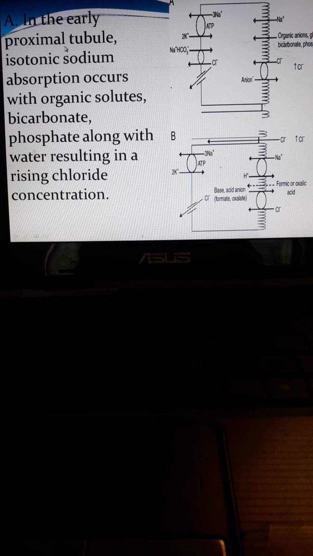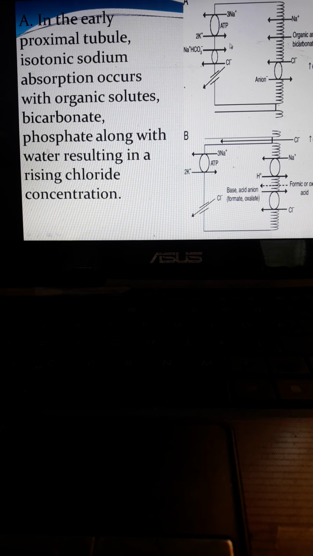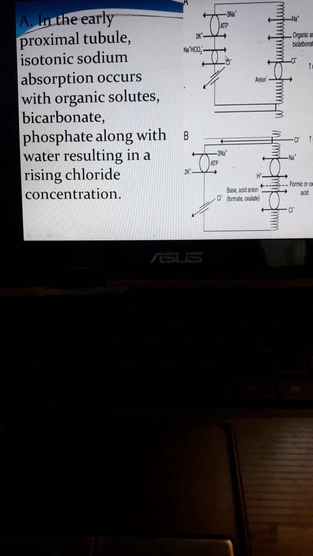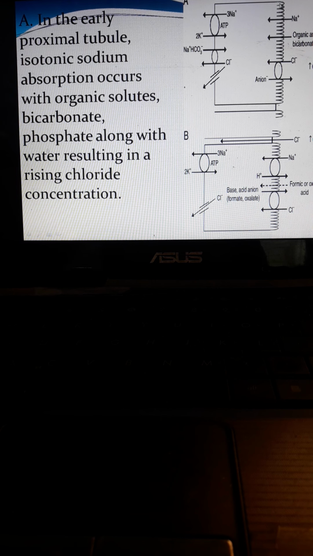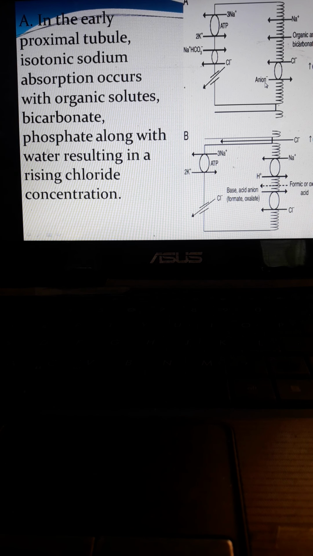Okay, so we have letter A. In the mechanism, in the early proximal tubule, this one is based on the lumen already. So isotonic sodium absorption, take note, with organic solutes, bicarbonate, phosphate, along with water, resulting in rising chloride ion. So meaning your sodium ion exchanges with your potassium ion, and your sodium bicarbonate, this is active transport. Your sodium bicarbonate usually exchanges with your chloride ion via the chloride channel. So when the sodium enters, take note, this is organic anions, glucose, bicarbonates. Okay, so sodium diffuses along the cell membrane, and your chloride enters the cell via the chloride channel, so it exchanges with the anion, on a negative charge.